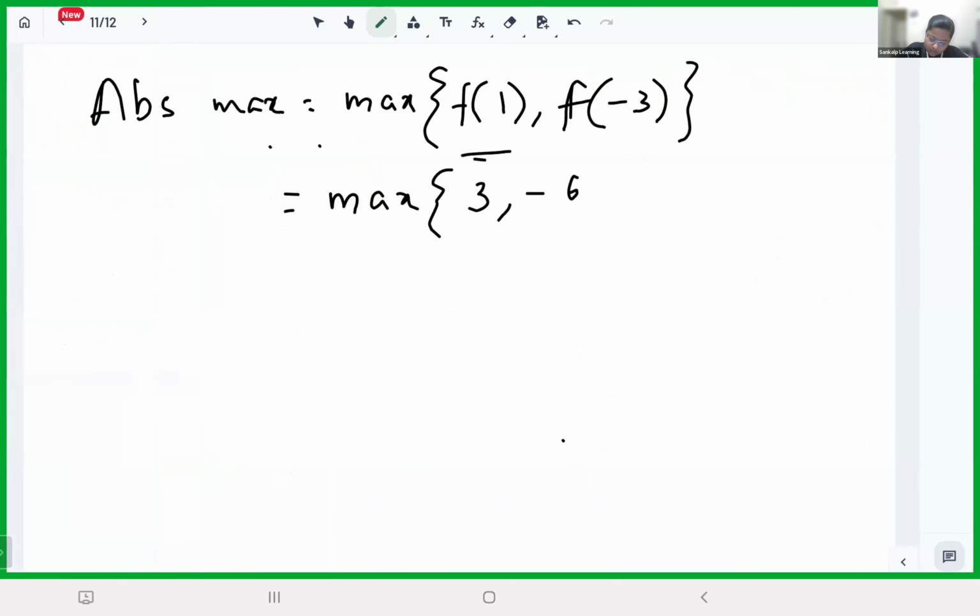So 3 and minus 61. Which is the maximum value here? 3. So what is the absolute maximum of the function? 3 is the absolute maximum of the function.